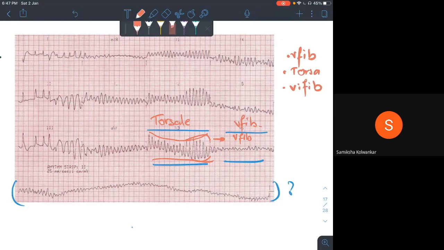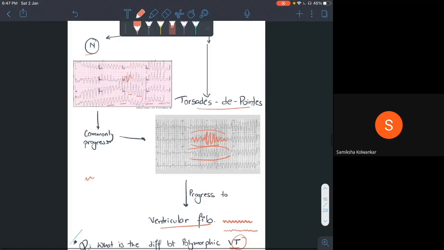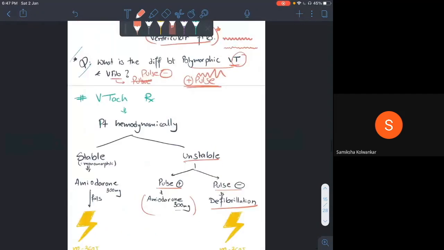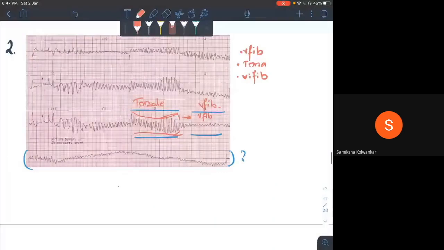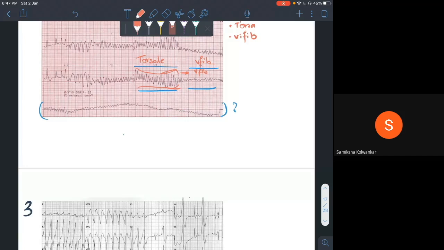Like I said, if you remember what I said here, torsades usually progresses to ventricular fibrillation. So it's very important that you monitor anybody who is on VTAC because they can progress into torsades and then eventually into VFib. Now, I've put a question mark down here.